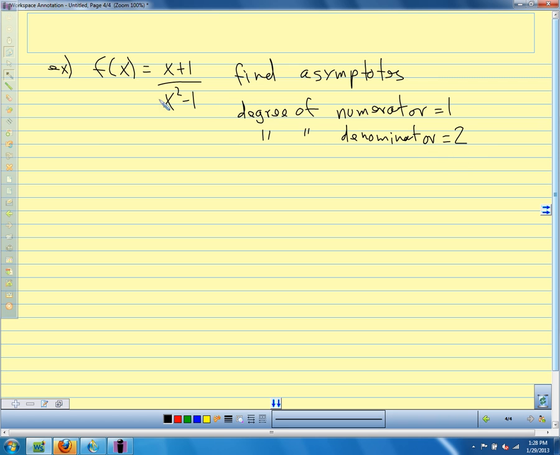So our rules say when the degree of the numerator is less than the degree of the denominator, our horizontal asymptote is y equals 0. So this gives us our horizontal asymptote because the degree of the numerator is less. Vertical asymptote.